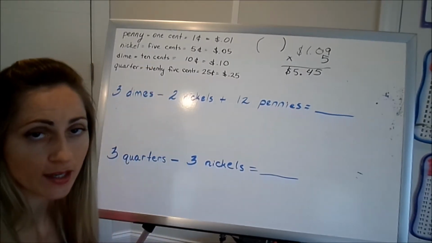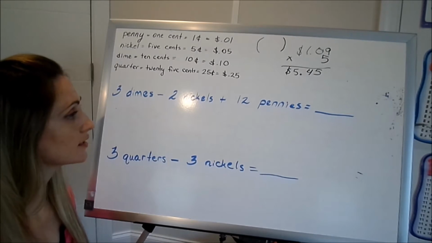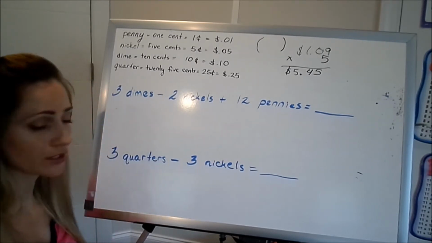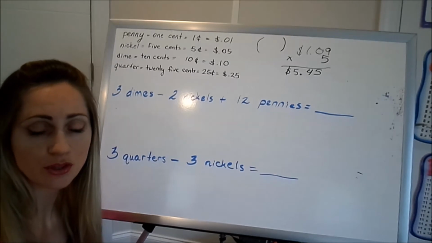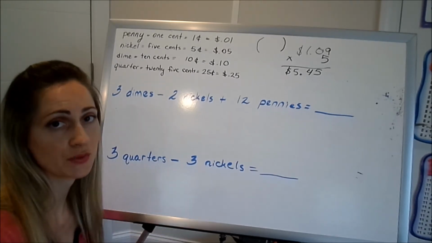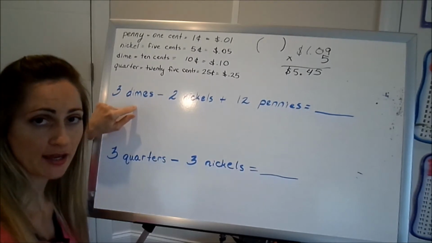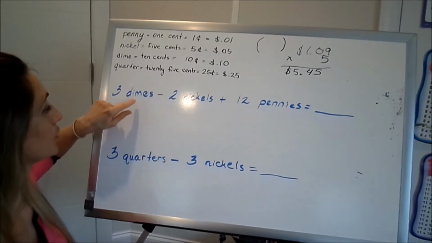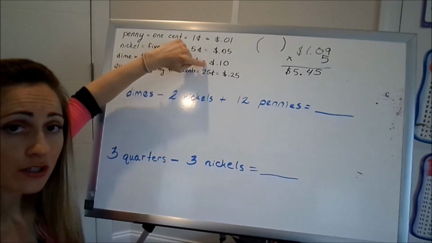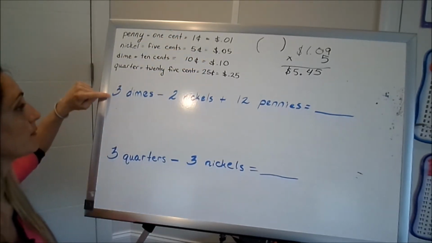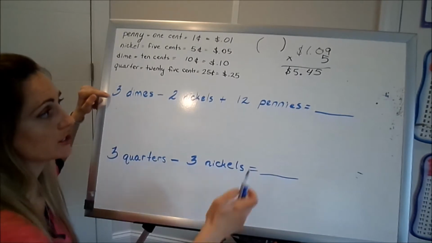Okay? Now, this is a little bit different than anything you've done so far. So pay really close attention. I'm going to walk you through it. This is how you do it. You're going to figure out how much dimes are. You're going to use the third grade way of writing a dime, and you're going to multiply it by 3 dimes. Just like you did here.